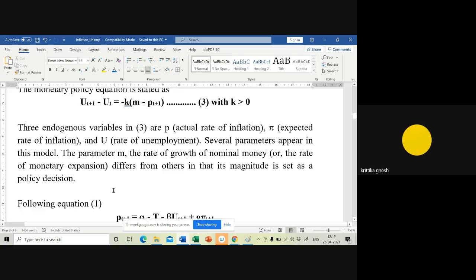Okay, so in this model, each variable is representing the rate of growth of that concerned variable. Yeah, rate of growth. Everything is in terms of rate of growth. Okay, ma'am. Thank you, ma'am.